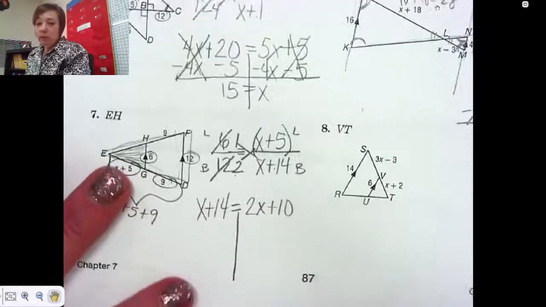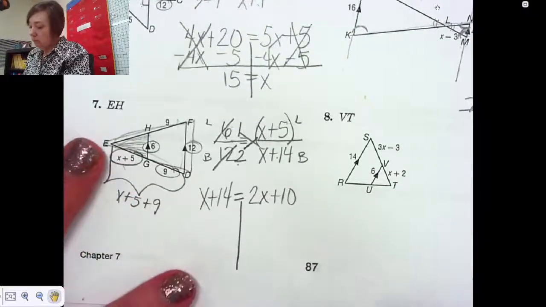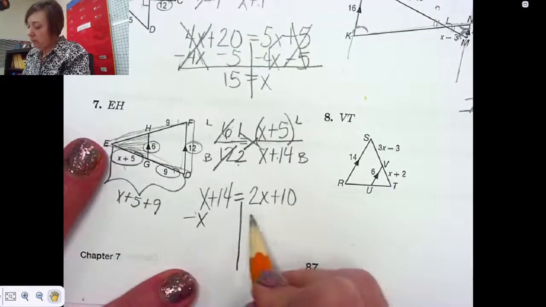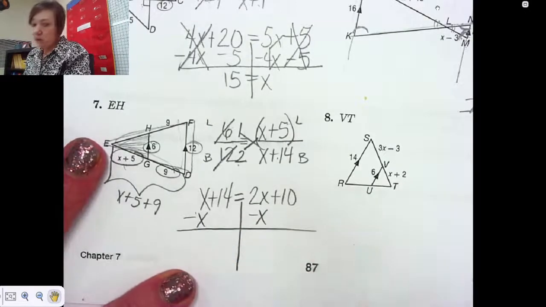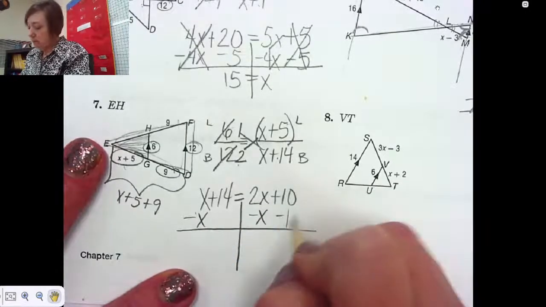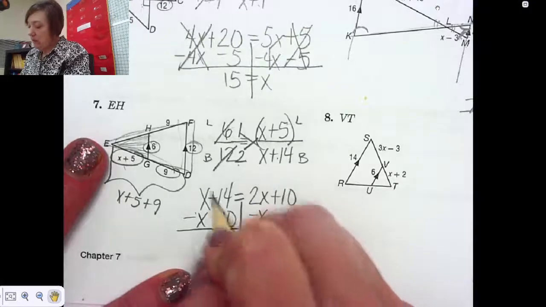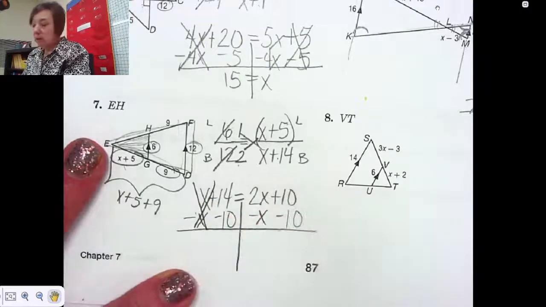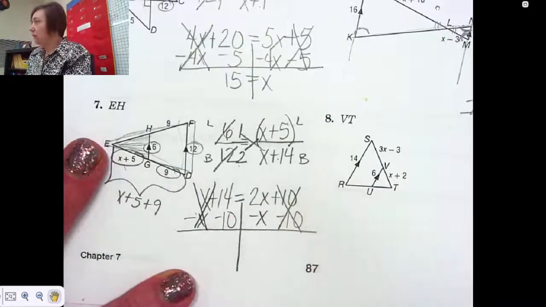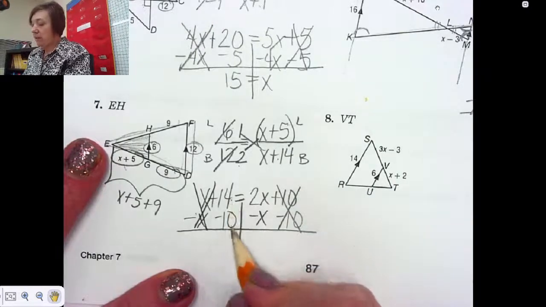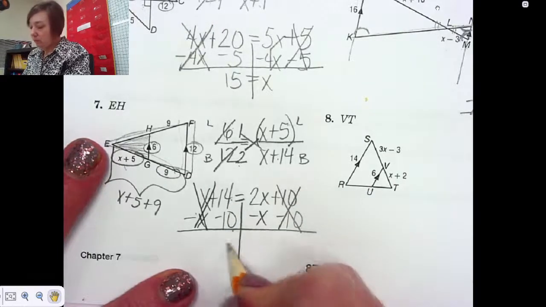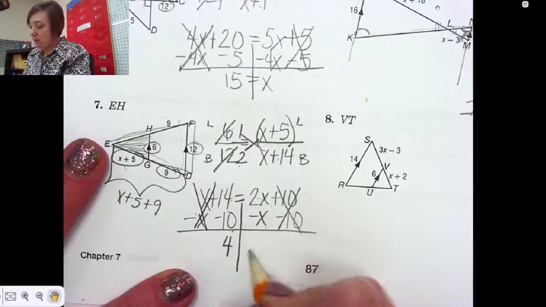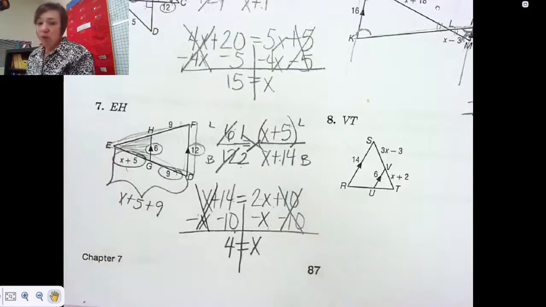What would you move? Move that x? What else would you move? So that gets rid of my x's over here, and it gets rid of my 10's over there, right? 14 minus 10. 2x minus x. So x is 4.